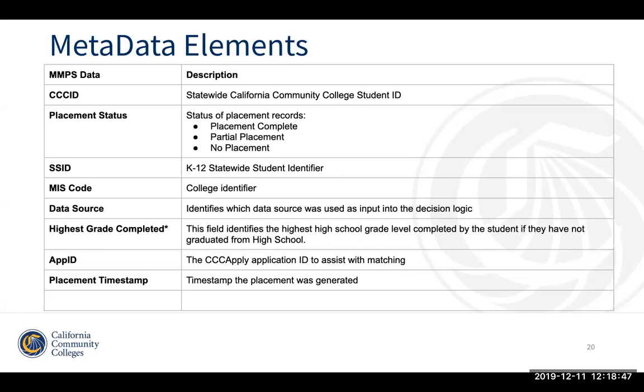And when we do successfully match it to that unique student, they respond back to us with the SSID. So in those two situations, we would have the ability to provide the SSID to the colleges, and we do deliver that directly. Of course, the MIS code is part of that. We also identify the data source that was used as input into the decision logic, identifying the highest grade completed.